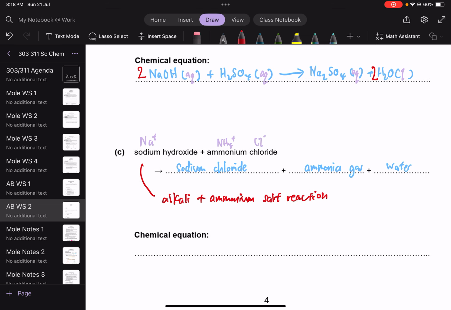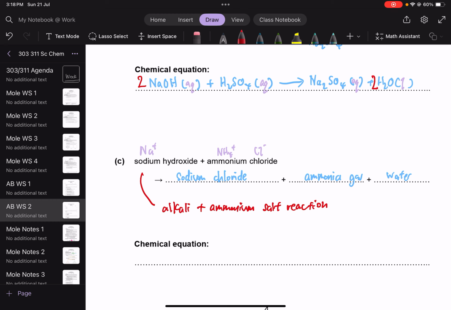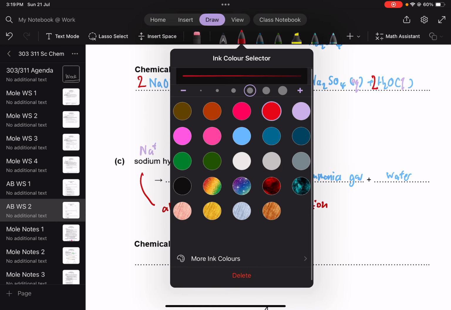Okay, now let's move on to question C. Sodium hydroxide plus ammonium chloride. So alkali plus an ammonium salt. You should be able to get a salt, an ammonia gas and water. So similarly, I think you guys should be able to deduce the chemical formula of the products and reactants. So let's just write them out first.